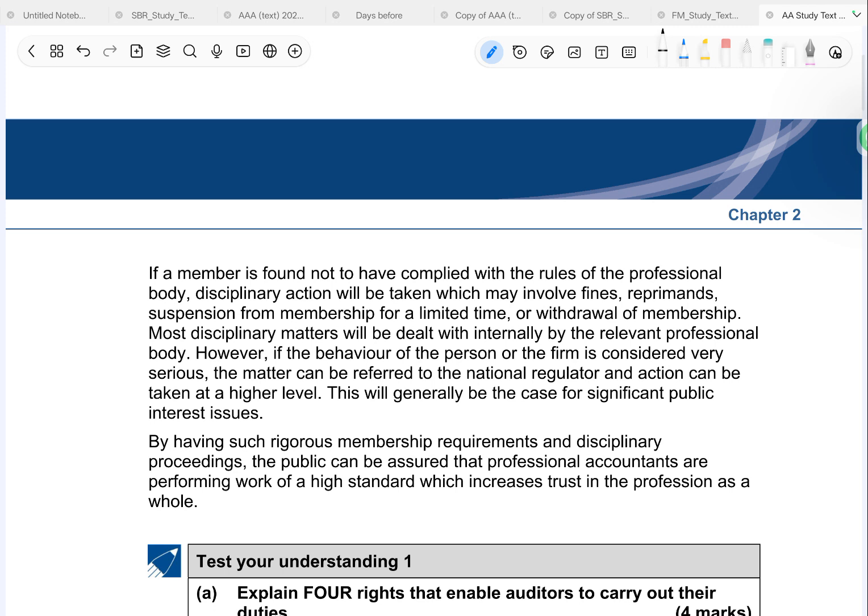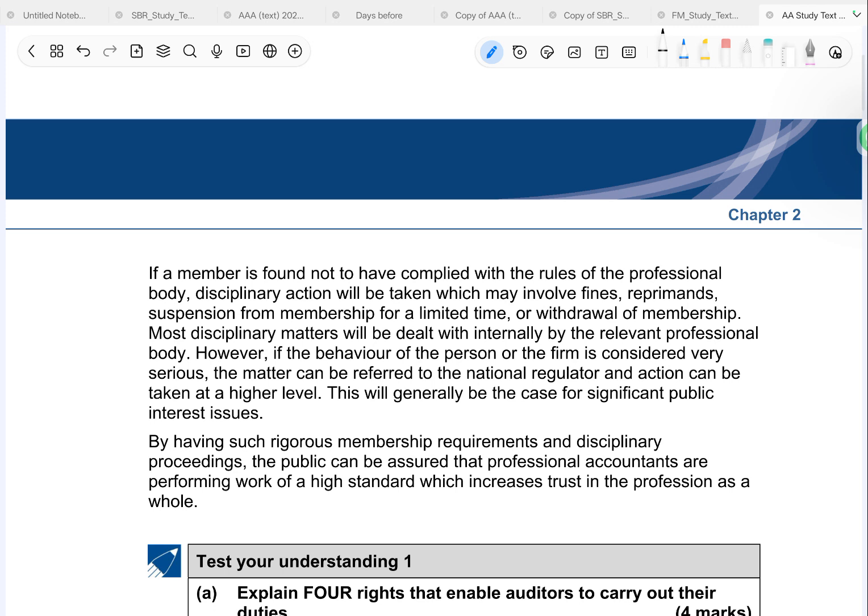If the issue is more serious, the member could be suspended from the membership for a certain period of time. And in the most serious cases, the professional body may even withdraw the member's membership completely. In other words, the person could lose their professional qualification.